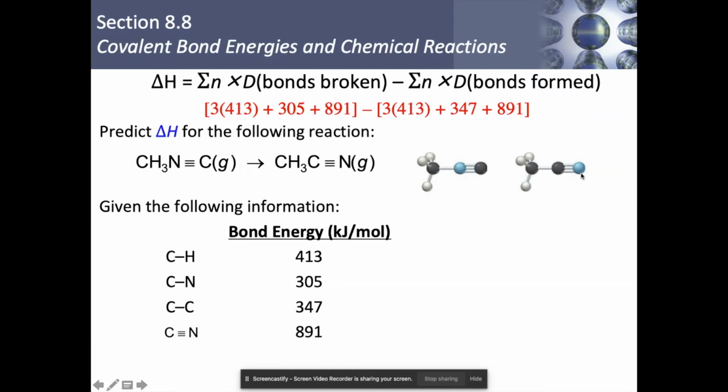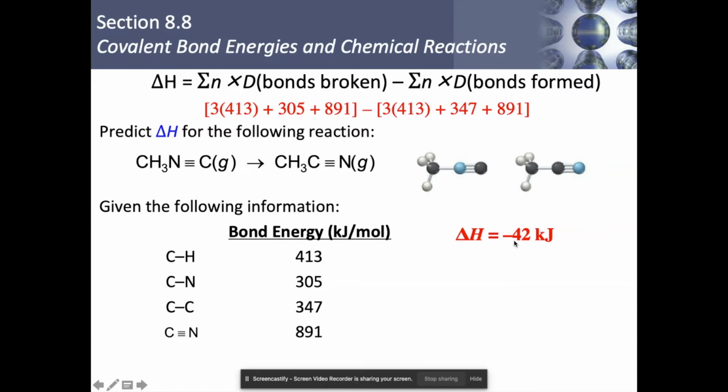And so now I want to do the same thing for this. The first part hasn't really changed. CH3 is still CH3, so I still have 3 times 413 kilojoules per mole. Now the next part is different. I have a carbon-carbon bond now, and a carbon-carbon bond is 347 kilojoules per mole. And then notice that again, I have this little bond right here, which is the exact same thing, just flipped. So 891.